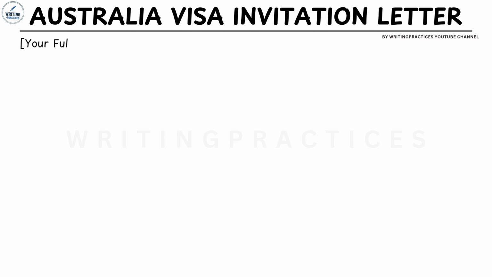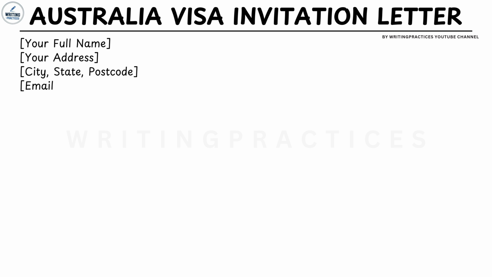1. Your personal information. Begin by providing your full name, residential address, city, state, postcode, email address, and phone number. This information establishes your identity and location for the immigration authorities. For example, John Smith, 123 Kangaroo Lane, Sydney, New South Wales, 2000, john.smith@example.com, +61 212 345678.